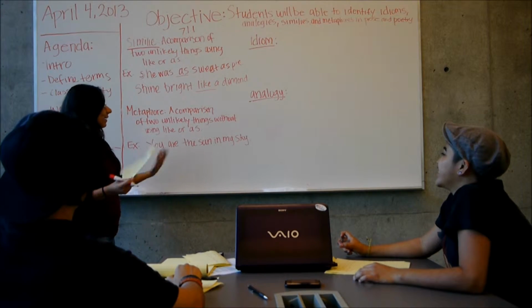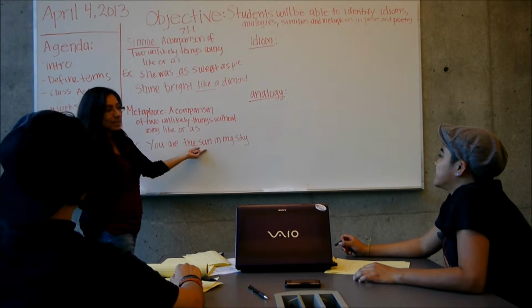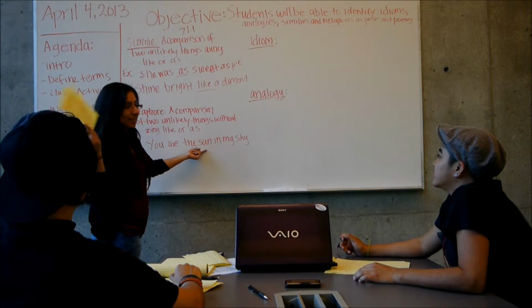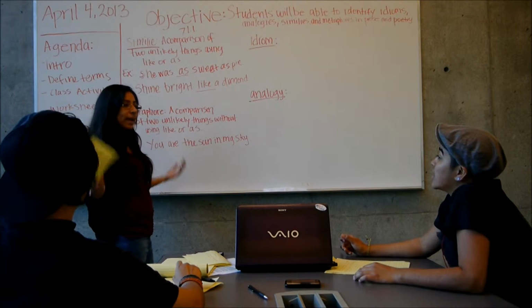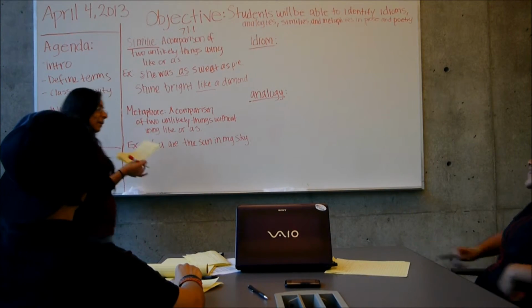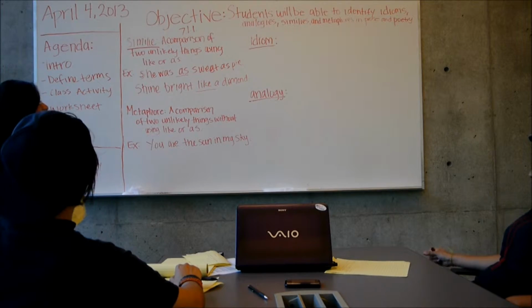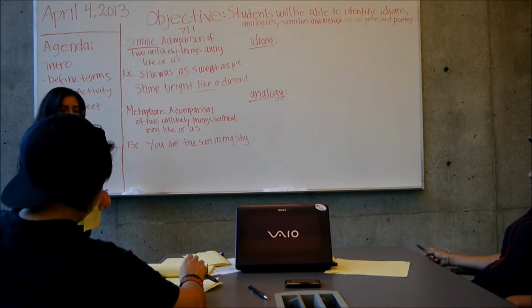No, this one is just implying that, well, the sun, what is that? The sun, it's like the brightest thing in the sky. So somebody who brings light or happiness to you. Okay. That could be one of the meanings behind this one. Does anybody have any other examples they can think of?